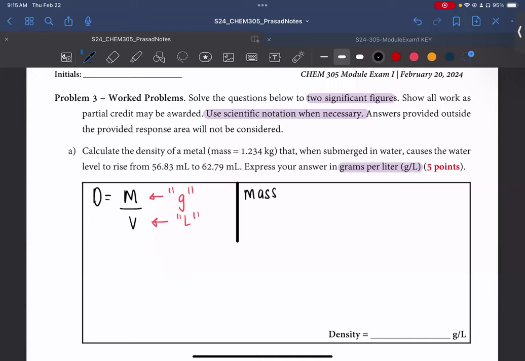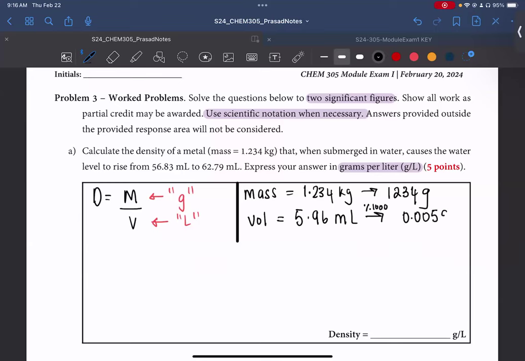The mass is 1.234 kilograms, which is equal to 1,234 grams. You multiply by 1,000. Some people divided. And then for the volume, I told you that the water level changed or it rose. Most people correctly identified that you should have taken the difference of these two numbers. Does anyone have that number off the top of their head or on their paper? 5.96, thank you. This is in milliliters, of course. And then we convert it to liters, which is dividing by 1,000: 0.00596 liters.